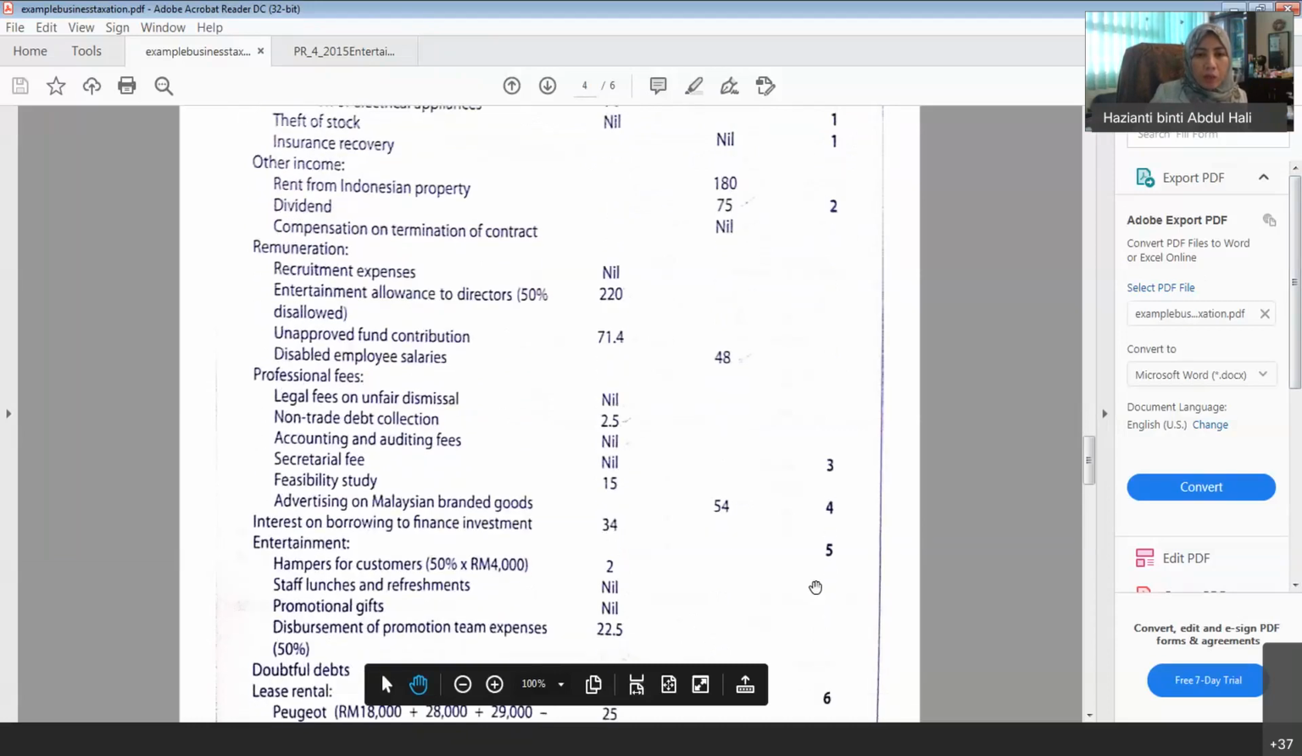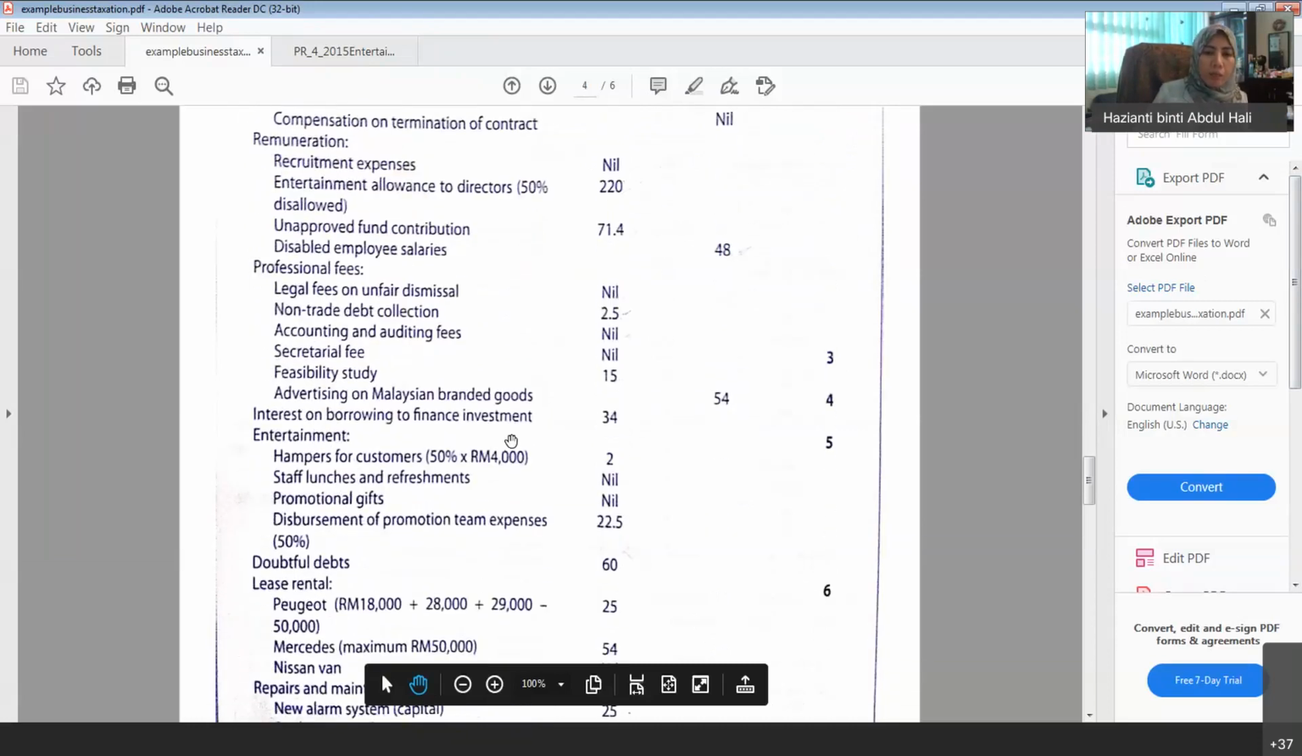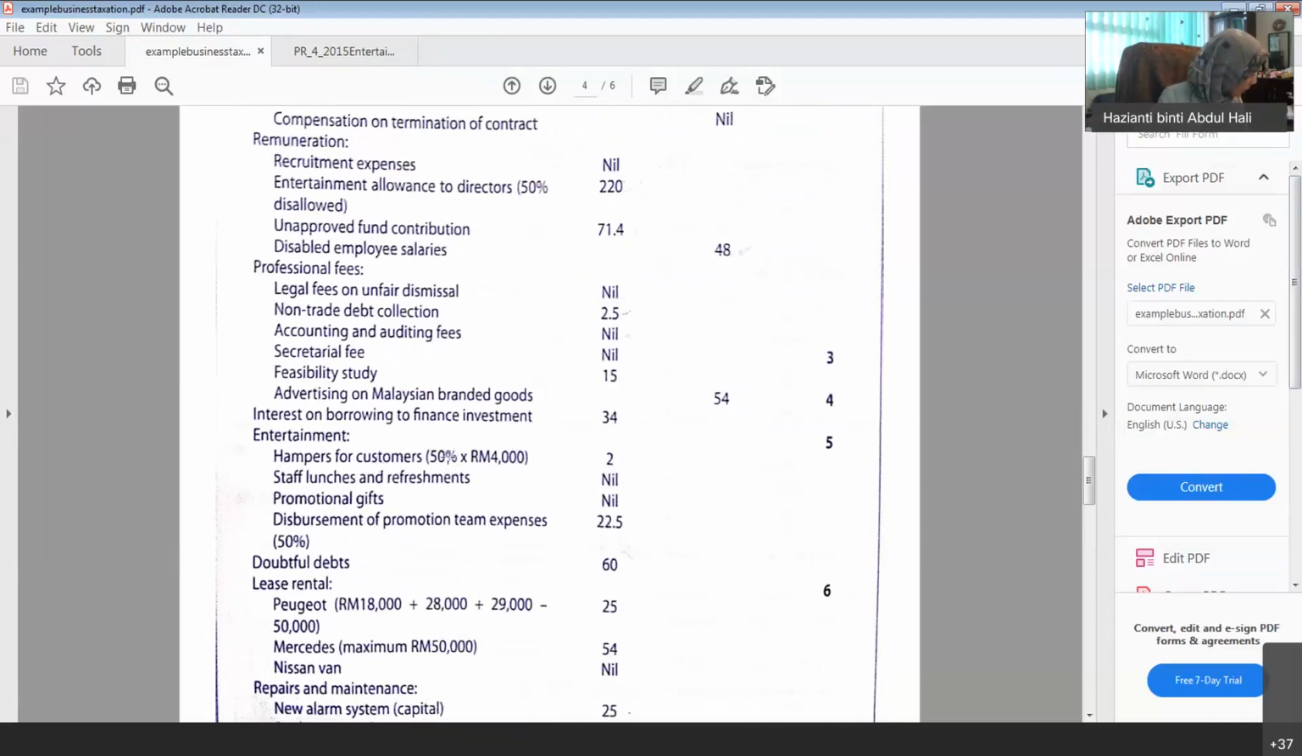Alright, interest on borrowing to finance investment. Okay, tambah balik sebab this is taxable. Hampers for customer. Okay, hampers for customer dia bagi mana tadi? During festive occasion, alright, 4,000. Tapi hamper untuk customer, if you wonder kenapa, tengoklah balik public ruling tadi. 50% only, so 50% daripada 4,000, 2,000 tu kena tax.